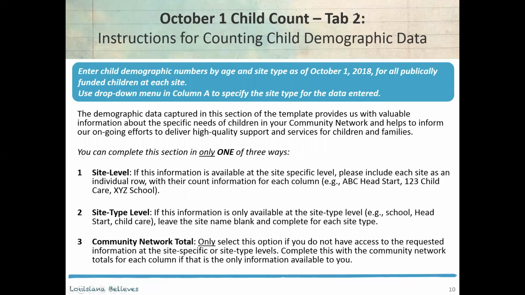The second way is by site type. So if you only have it at the site type level, for instance, you have it as school level or Head Start or childcare, but you don't have it for each individual site, you would leave the site name blank and just complete it for each site type. And the third way is the community network total. Only choose this option if you do not have access to the requested information at the site-specific or site type levels. Complete this with the community network totals for each column if this is the only information that is available to you. But we strongly encourage you to try to collect the data at either the site level or the site type level.